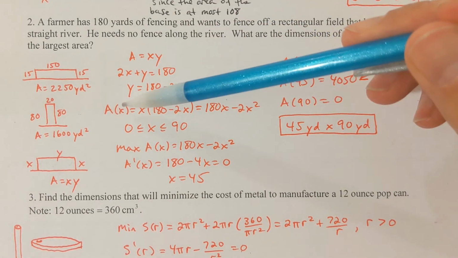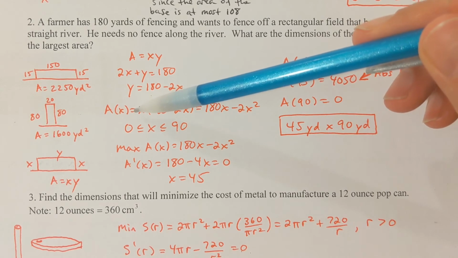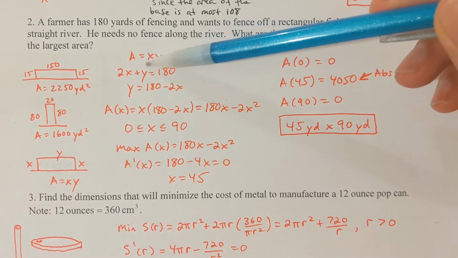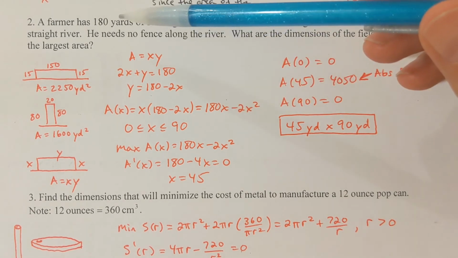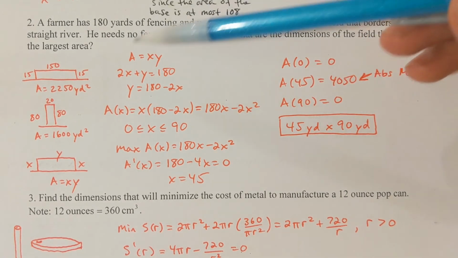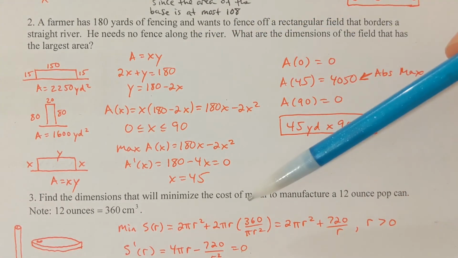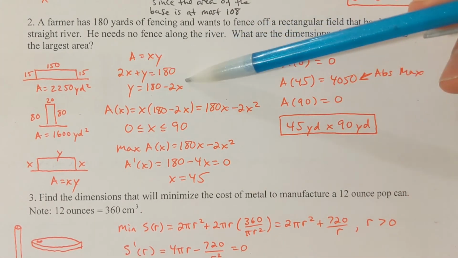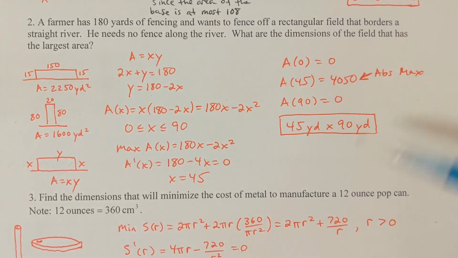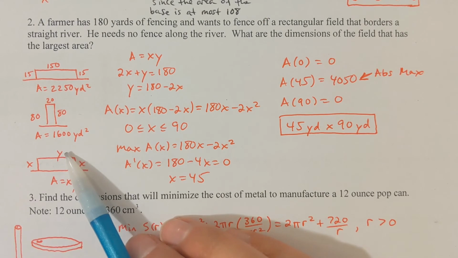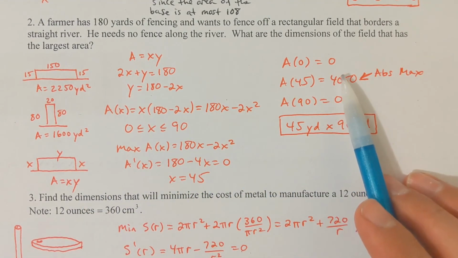Area of a rectangle is length times width. Now I'm going to create a function of x, and I'd like to have just x, not x and y, floating around. He has 180 yards of fencing to work with, so 2x plus y equals 180. If we subtract 2x from both sides, then this remaining piece of fence, y, in terms of x, would be 180 minus 2x.